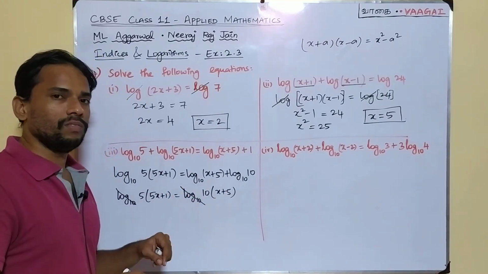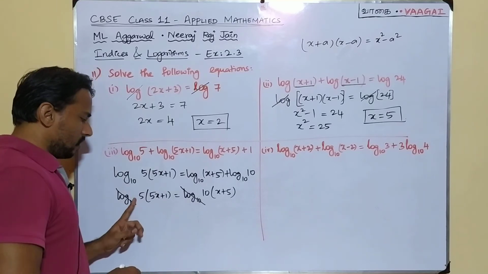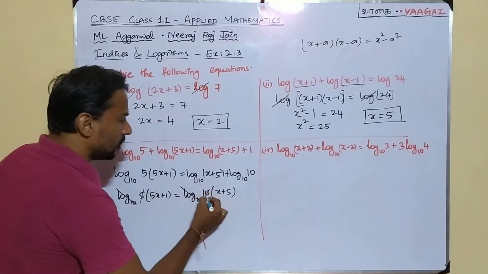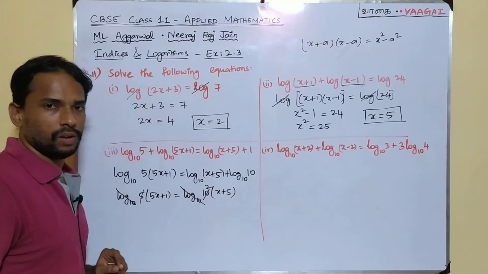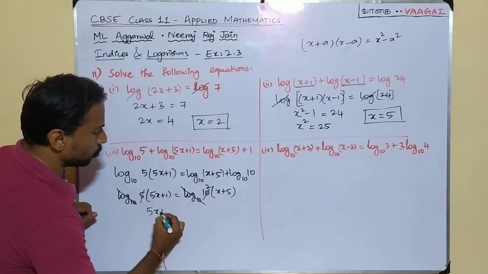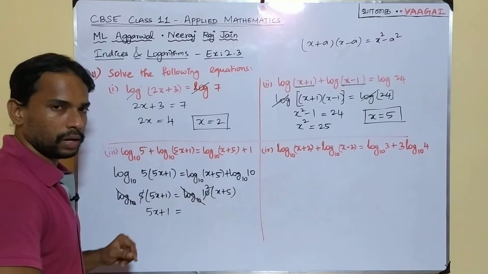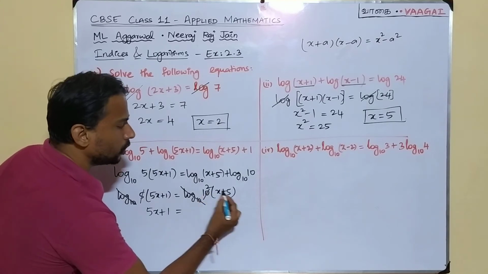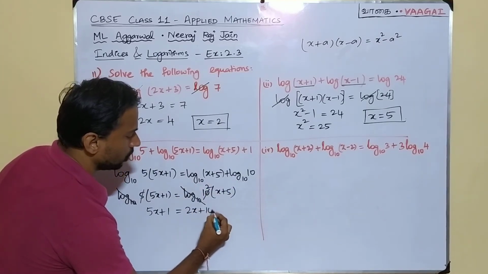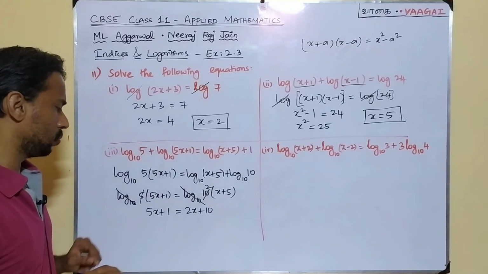And here again we will do another adjustment. We have 5 on one side and 10 on the other. Let us just cut this 5 and 10 for 2 times here itself. So simply we will have 5x plus 1 is equal to 2 into x plus 5. Bring the 2 inside, and we will have 2x plus 10.